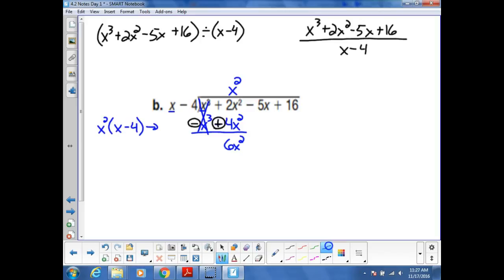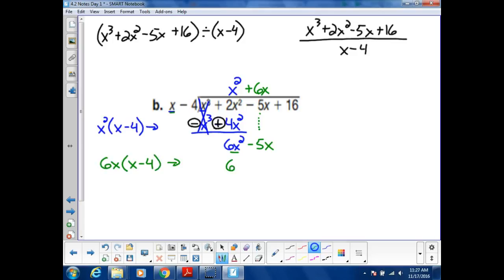Then what did we do? We dropped the next number, so in this case we're going to drop the next term. Drop it like it's hot. Did I automatically change the sign? Nope, I didn't change the sign. Dropped it as is. Okay? Now, I need x to become 6x squared. Multiply by 6x. So here then I'm going to say 6x times x minus 4. That's going to be 6x squared minus 24x.